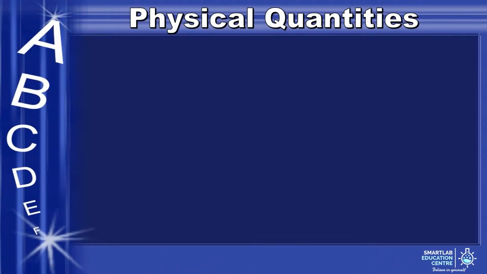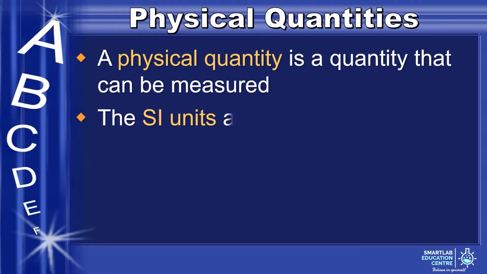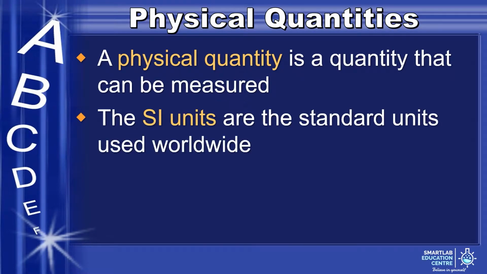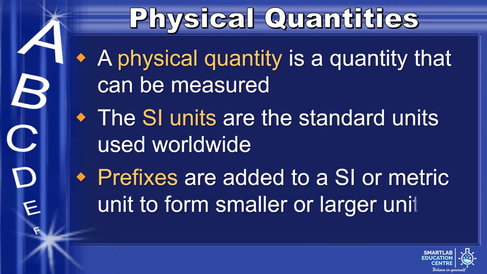First, let me introduce physical quantity. A physical quantity is a quantity that can be measured. The SI units are the standard units used worldwide. Prefixes are added to a SI or metric unit to form smaller or larger units.